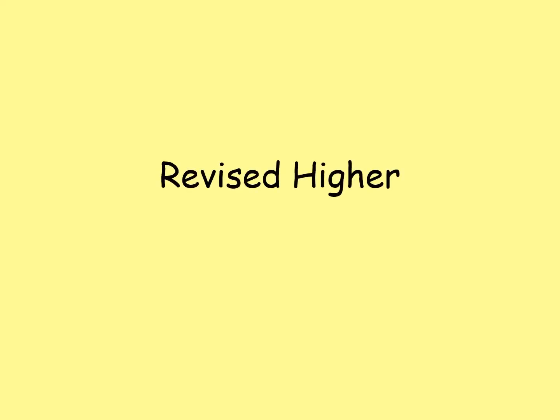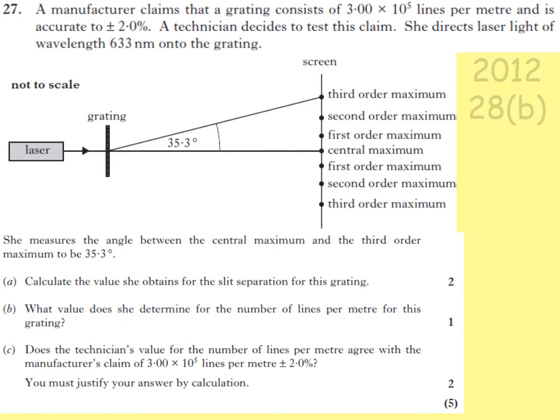Now we have a look at some questions from the revised higher. 2012 question 28b. A manufacturer claims that a grating consists of 3 times 10 to the 5 lines per meter and is accurate to within plus or minus 2%. A technician decides to test the claim, so she directs a laser light of a known wavelength, 633 nanometers, onto the grating. So we're looking at very, very common figures here. So 3 times 10 to the 5, 633 nanometers.